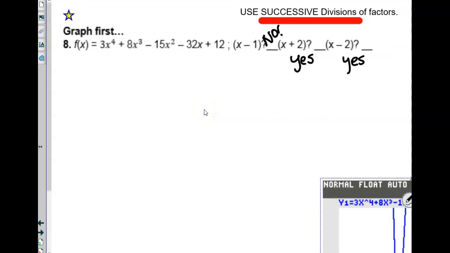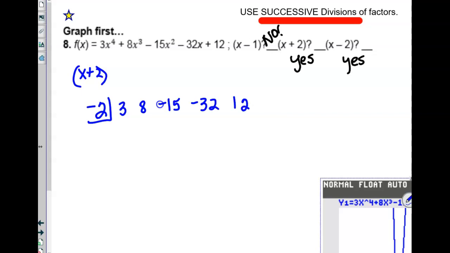And this is how you're going to have to do this on the quiz. All right. So which one do you want to do first? The x plus 2 or the x minus 2? Doesn't matter. X plus 2? Okay. So what goes in the box? -2. And across the top? 3, 8, -15, -32, and 12. Okay, help me out, guys. 3. Then what? -6, 2. -4, -19.